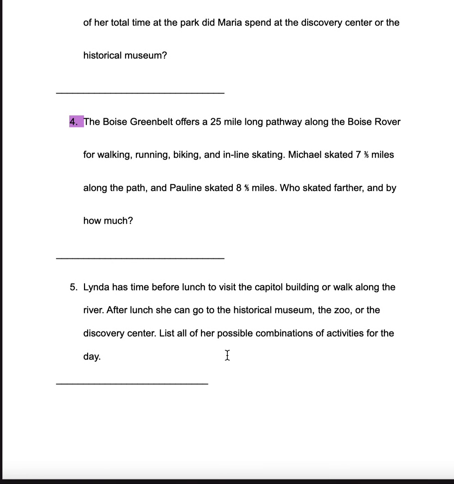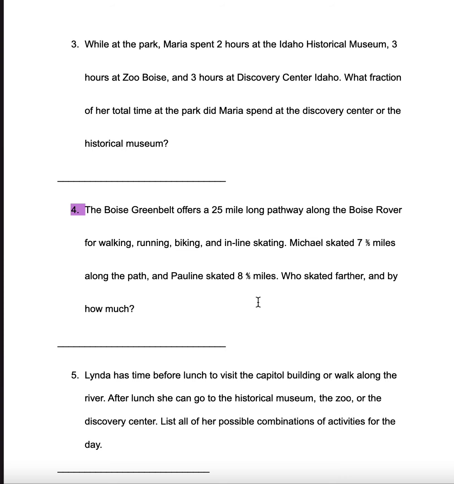Okay, let's go to the final page, number 4. The Boise Greenbelt offers a 25-mile long pathway along the Boise River for walking, running, biking, and inline skating. Michael skated 7 3/5 miles along the path, and Pauline skated 8 4/5 miles. Who skated further and by how much? So to see who skated further, we're just going to subtract Pauline's distance and Michael's distance. And we get 1 1/5.